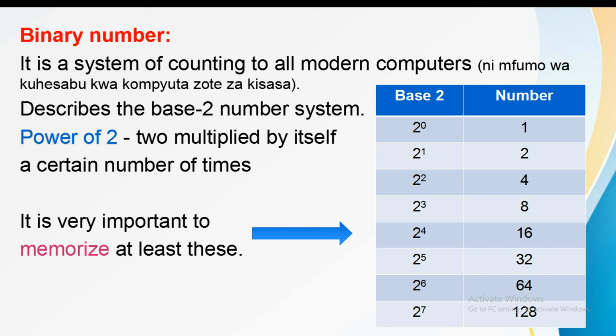Most of the modern computers, they use this numbering system. Kwa hivyo ukinunua computer ujue numbering system yake inaitwa binary number system. Ni mfumo wa kuhesabu katika hizi computer za kisasa.